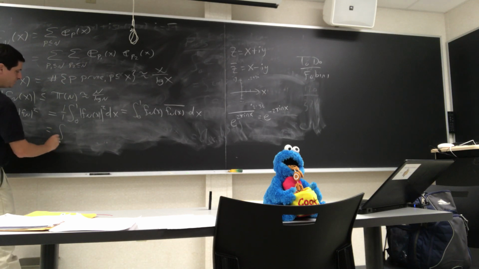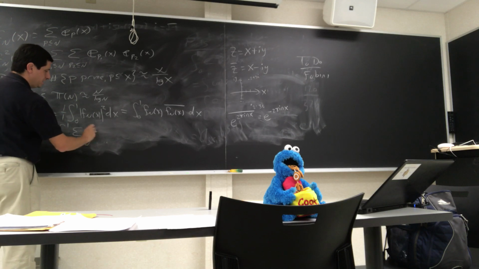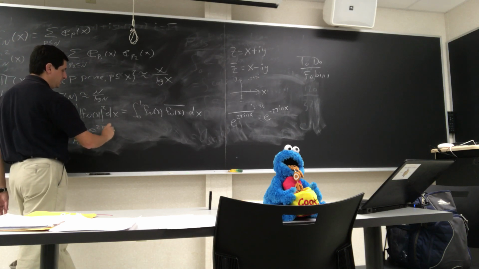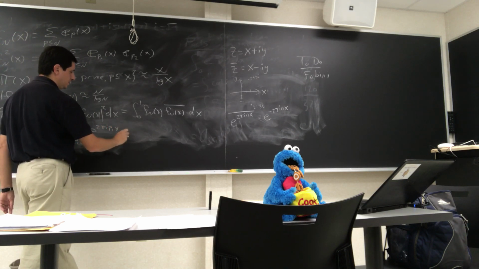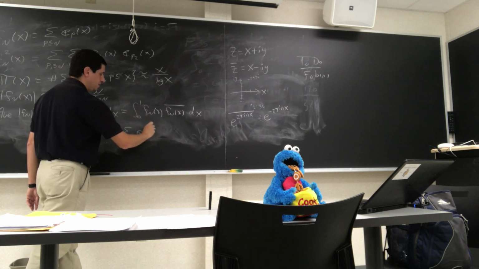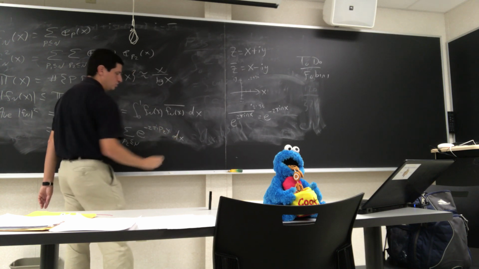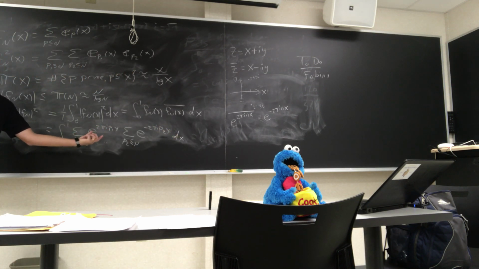Well, now, this is the integral from 0 to 1 of the sum over p1 less than or equal to n of e to the 2 pi i p1 x, times the sum over p2 less than or equal to n of e to the negative 2 pi i p2 x, dx. Ooh. What can you say about this integral?